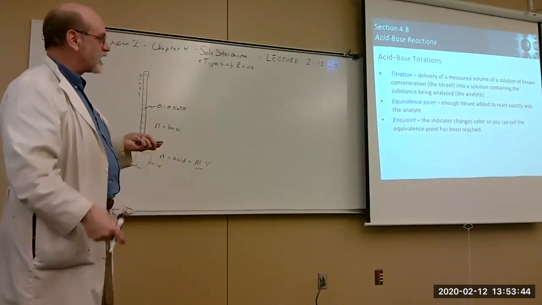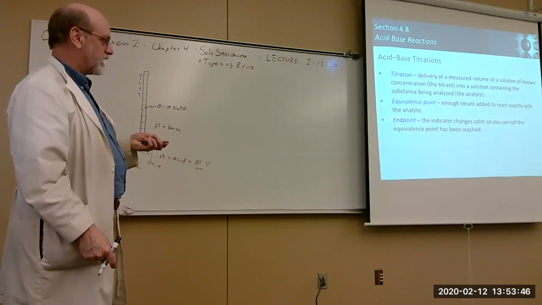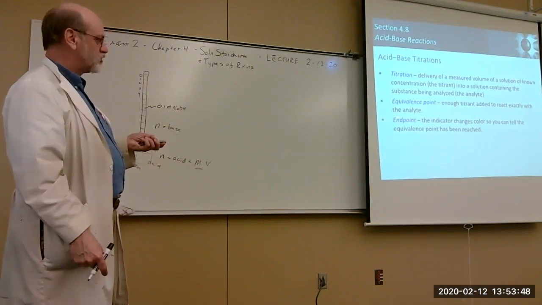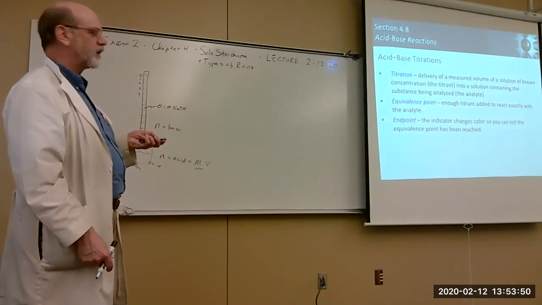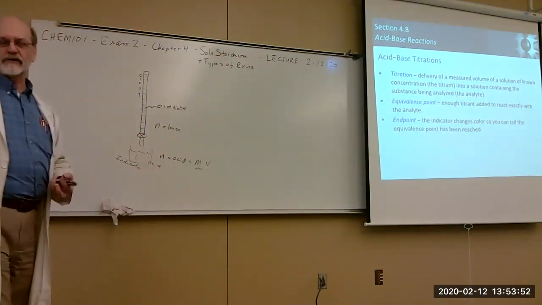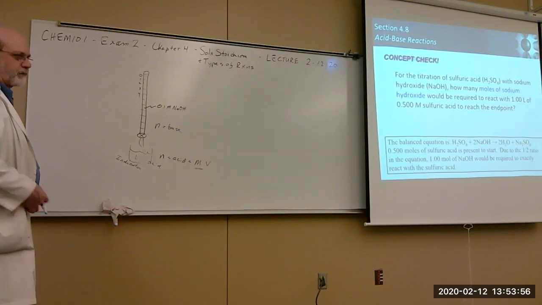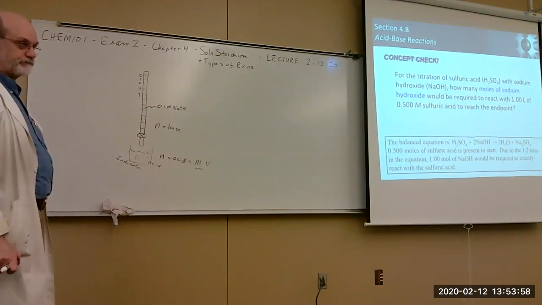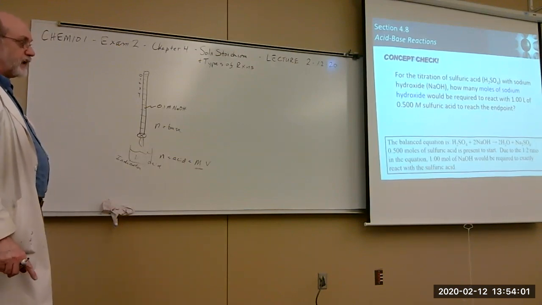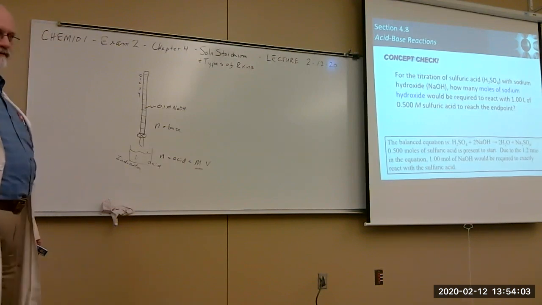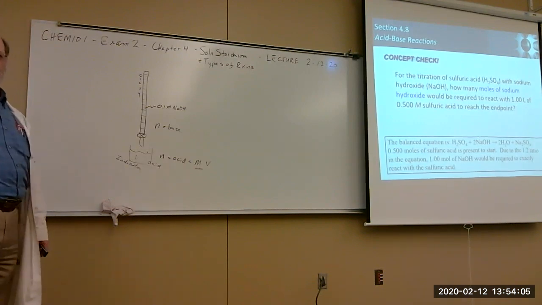Okay. That's the end point, where the indicator changes color. And you try to pick it so the end point is very close to the equivalence point. That's for your best accuracy. So near 7 pH, next to water, because an acid plus a base is water, if they're both strong. We'll have to talk about that when we get to acids and bases.